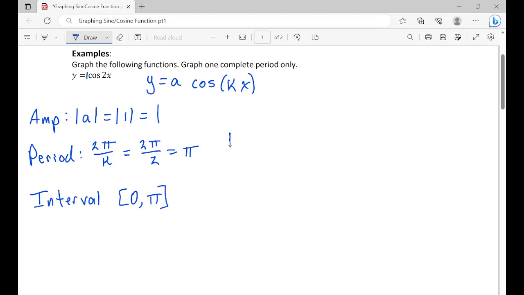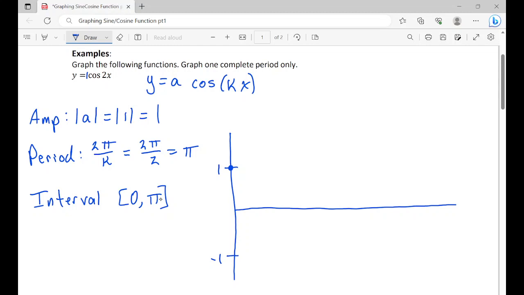So, draw this out. Now I know my amplitude is 1, so that means it's going to go as high as 1 and as low as -1. And since there's no horizontal or vertical shifts, I know it's going to start at 1 because there's also no reflections. So we know it starts here, and we know it's going to end at pi. But where does it cross the x-axis along the way?